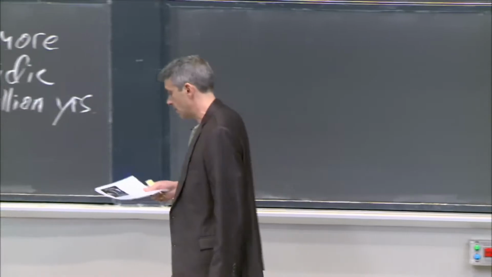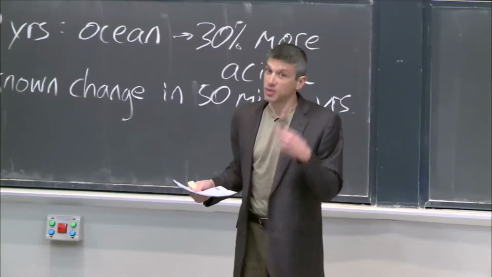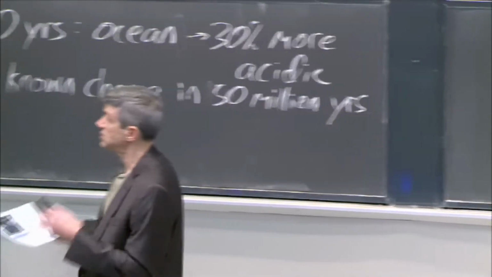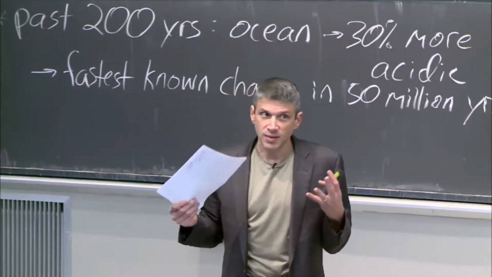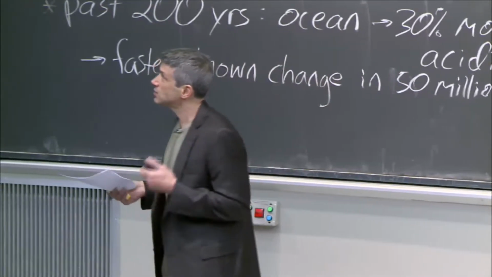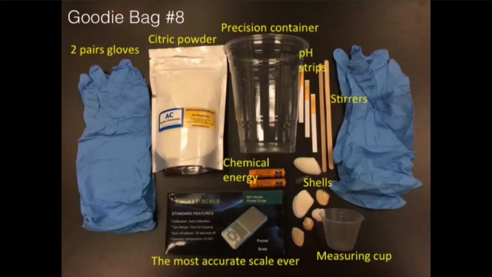So what you have in your goodie bag is a way to see this a little bit more accelerated, right? So here's your goodie bag, okay? I wanted you to see what's happening in the ocean, and you have now the tools to do that. So in your goodie bag, you've got citric powder. Imagine you take a lot of limes and you squeeze them and then you dry it all out and that's what you got, right? Citric acid.